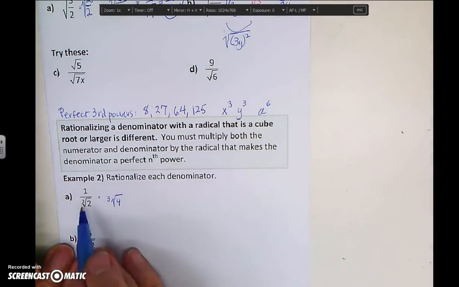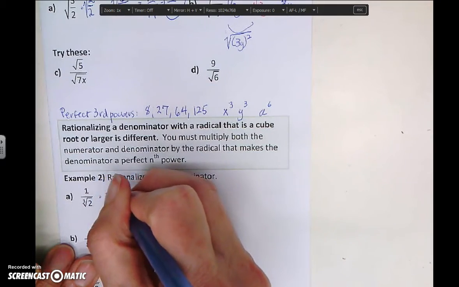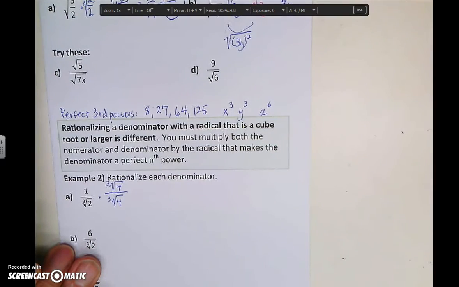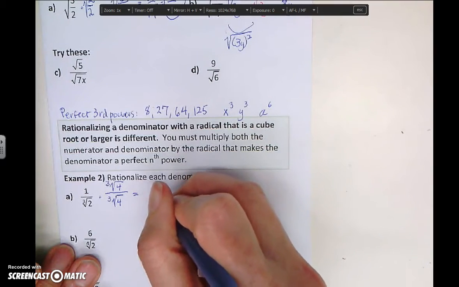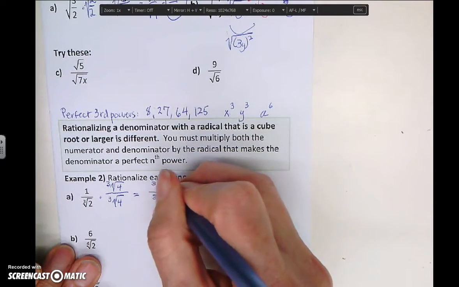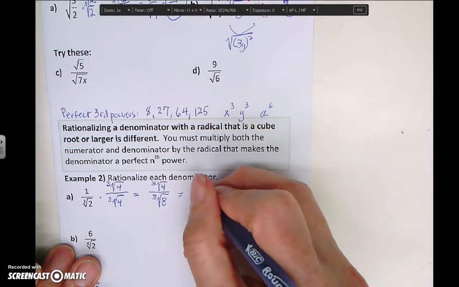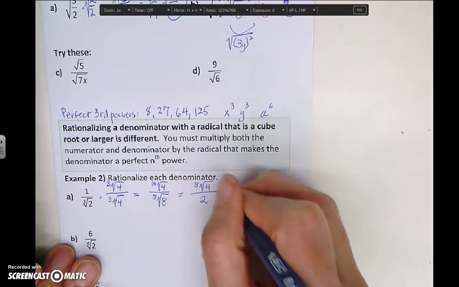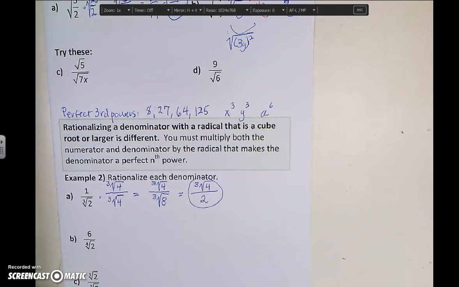Okay, does that make sense? I want 2 times 4 to give me this 8 right there. That's perfect. And I need to do the clever one, so I need to have exactly the same thing in the numerator. All right, so now when I multiply, I get the cube root of 8 here. And in the numerator, I have the cube root of 4. I don't know the cube root of 4, so that stays. And in the denominator, the cube root of 8 is 2, and that's my answer. All right, I'm going to stop there, and I'll pick up on the next video.